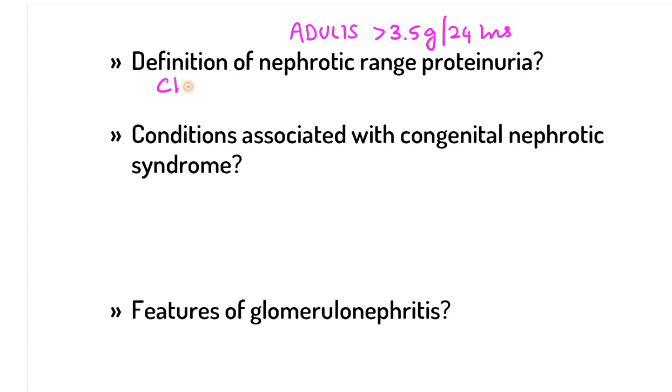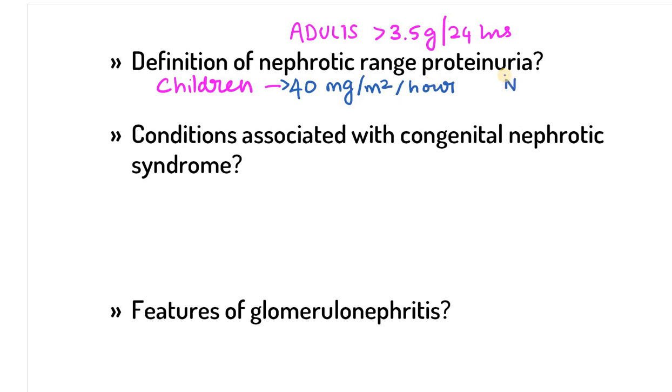What about in children? In children, it is not like over 24 hours because it's a little difficult. So we have changed to per hour measurement based on body surface area. It is more than 40 milligram per meter square per hour. Please make a note of this. More than 40 mg per meter square per hour.